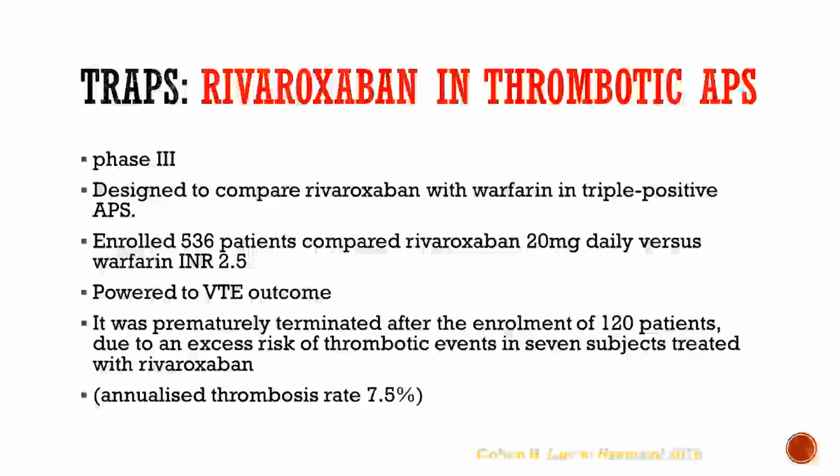The second study was TRAPS, and it was a larger study, enrolled 536 patients. It was phase 3, and it compared rivaroxaban 20 milligram daily versus INR targeted 2.5, powered for VTE clinical outcome, and it was prematurely terminated after the enrollment of 120 patients due to excess risk of thrombotic events seen in subjects treated with rivaroxaban, with annualized thrombosis rate 7.5. From this study, which was published in Lancet Haematology in 2016, there was a recommendation that patients with antiphospholipid syndrome with thrombosis should not receive it, particularly those with triple positive antibodies.